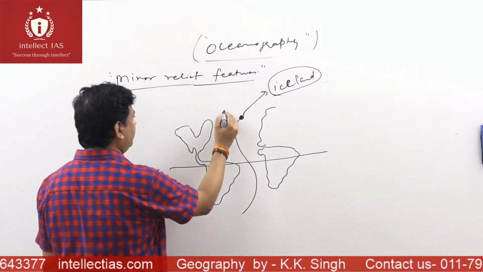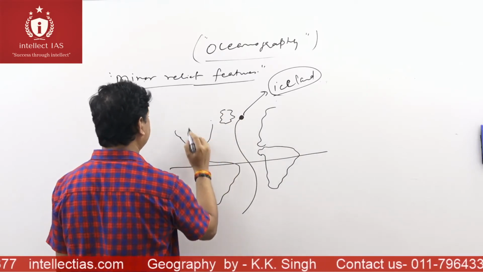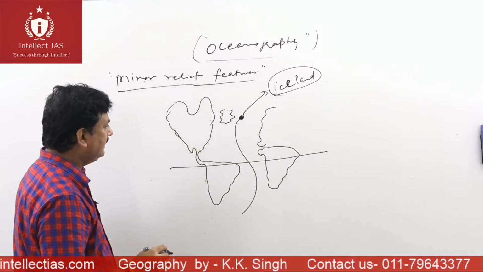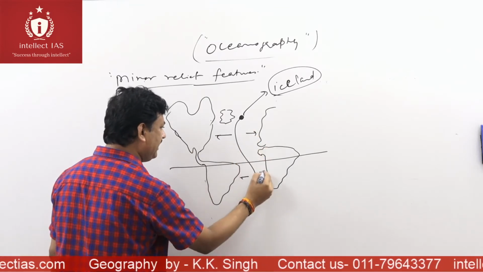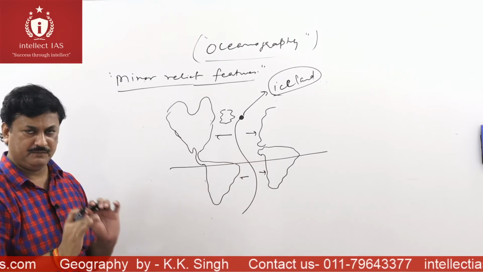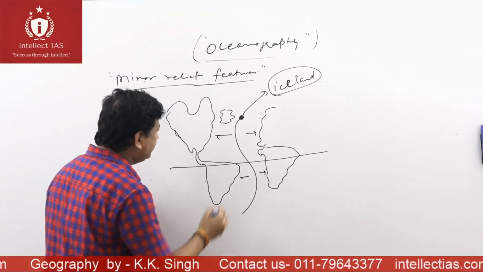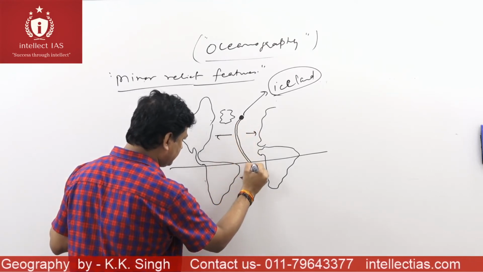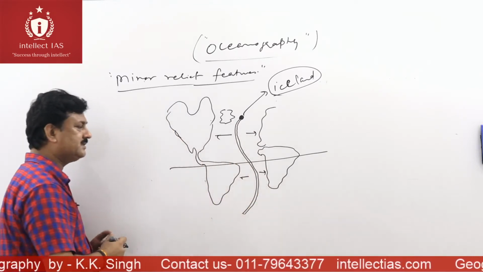This is Greenland. And it is on the divergent plate. We all know the plates are moving away from each other, and magma is coming out. So it is a chain of mountains separated by a large depression, and magma is coming out from this.